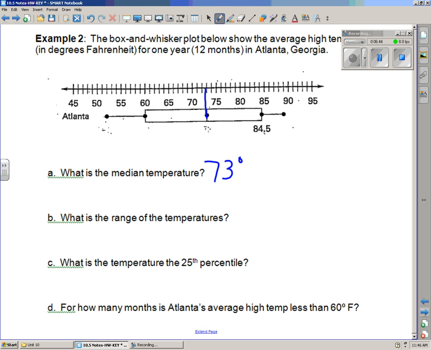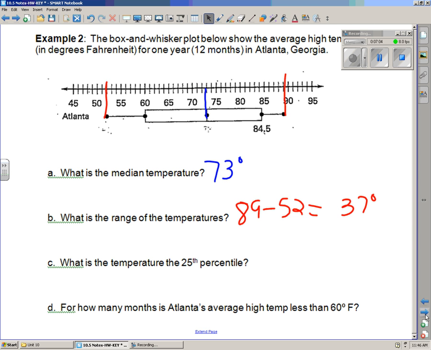What's the range of the temperature? Well, the range is the difference between the lowest value, which is here, and the highest temperature, which is here. Don't let 45 and 95 throw you off, because those are not the data points. The data points are actually 89 and 52. So that's a 37-degree range.